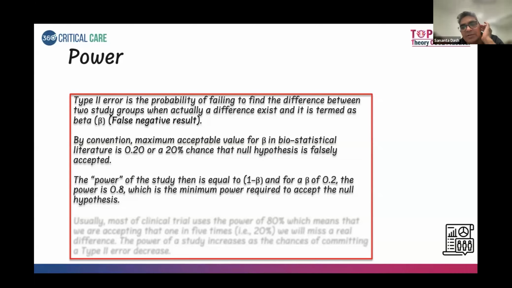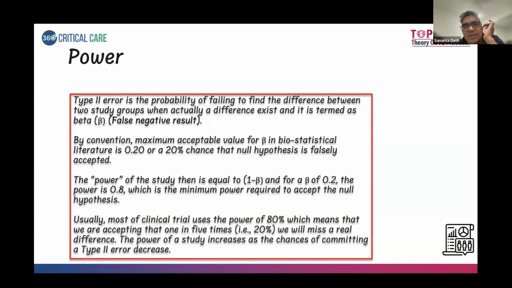Again, this is a repetition: in statistical analysis and in clinical trials, we try to keep our power more than 0.8 or 80%, right? So most clinical trials use a power of 80%, which means that we are accepting that 1 in 5 times, like 20%, chances are there that we will miss a real difference. The power of a study increases as the chance of committing a type 2 error decreases. That means your population number increases. So again, the power is more if you have a large population or large sample size.